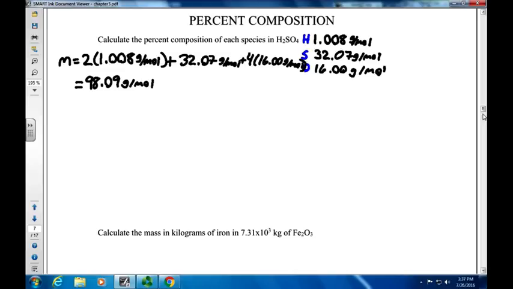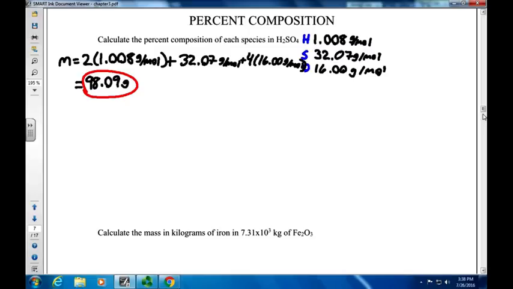Well, when we're discussing percent composition, we're only going to worry about the grams. So we're going to just assume that we're dealing with 1 mole. So let's get rid of that mole, and we're going to find that our actual value will be 98.09 grams. Then it's just a simple matter of calculating the percent of each species, the percent composition, and recognizing that these percent compositions, once calculated, should add up to 100%. Fairly simple.